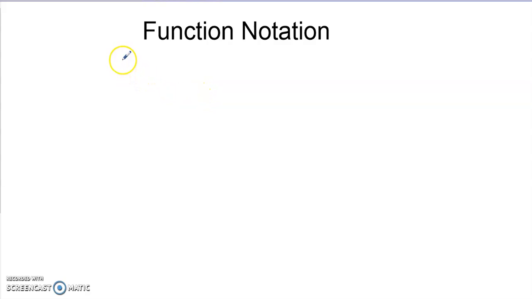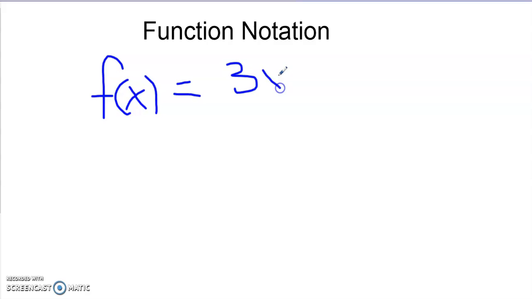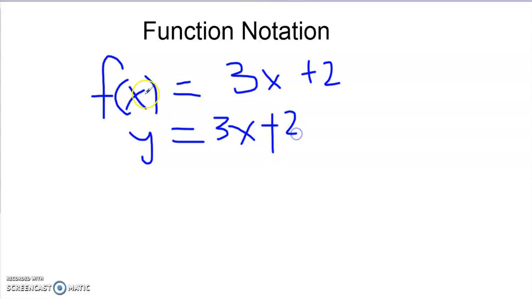Function notation. This is a new notation that we are learning, and we're going to write f of x equals, and then we can just write whatever we want on this side. I'm going to write 3x plus 2. So basically this f of x is replacing what we would have as y. So y equals 3x plus 2. The reason that we use f of x is so that we can put in a number to replace x.